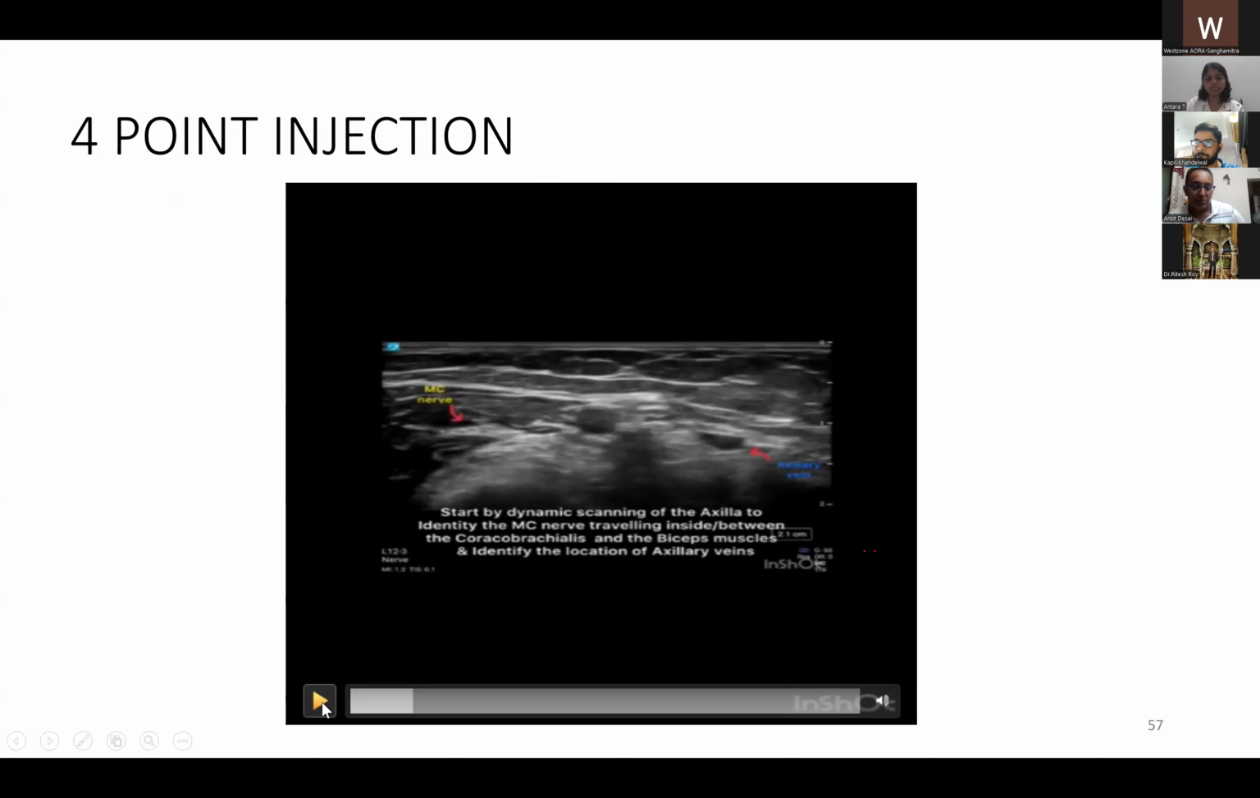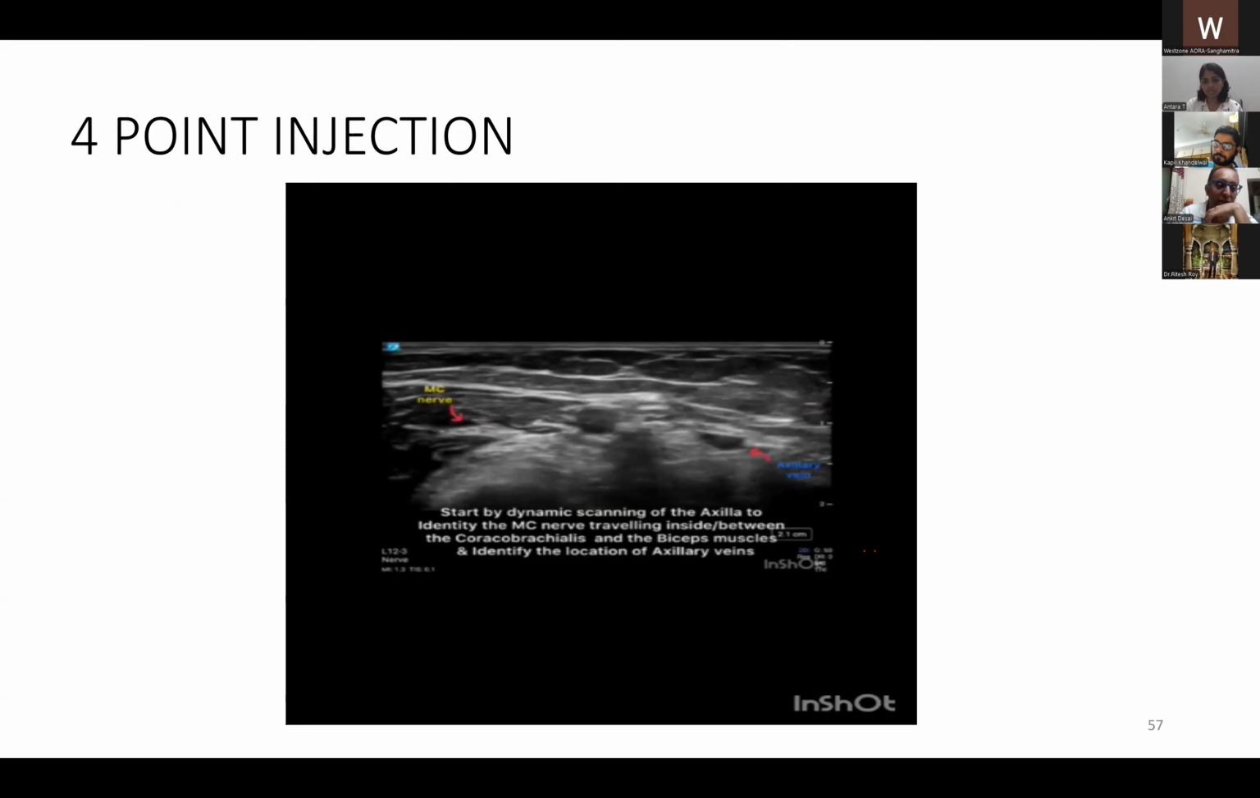So what you have explained is the 4-point technique. Can you just explain what is a 3-point technique and what is a 2-point technique? So 2-point is when we give it around the artery. Perivascular injection is the 2-point technique. So if you inject in two ways, one is over the artery and one is under the artery. So that is a 2-point technique.